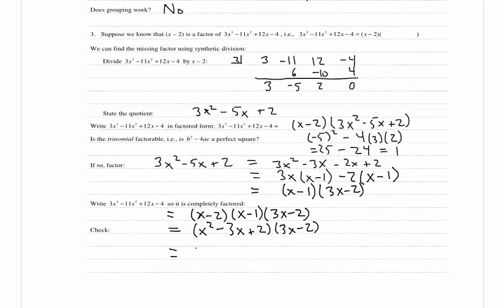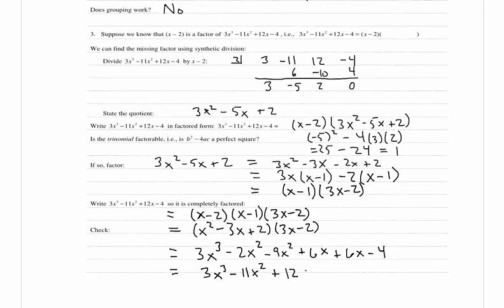and I get 3x cubed minus 2x squared minus 9x squared plus 6x plus 6x minus 4. And now we'll combine our like terms, and we get 3x cubed minus 11x squared plus 12x minus 4. And that's the polynomial that we started off with originally. And that's our video on the relationship between factoring and division.